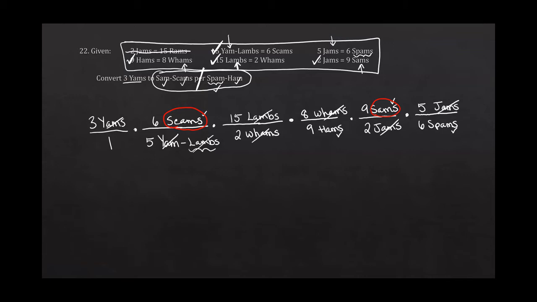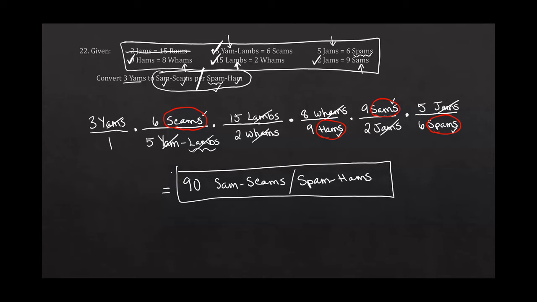Multiplication order doesn't matter. And then per, because of our fraction bar, in the bottom, we have hams and spams, right? Ham spams or spam hams. Again, multiplication doesn't matter. So we have what we need in the top, we have what we need in the bottom. We're good. We just need to multiply through and divide. When all is said and done, this should be 90 Sam scams per spam hams. There you go.